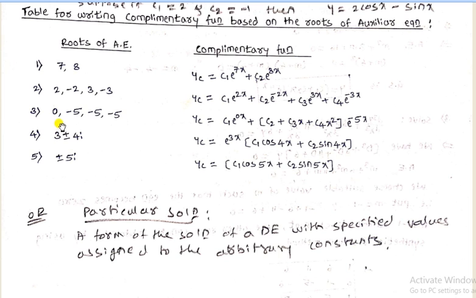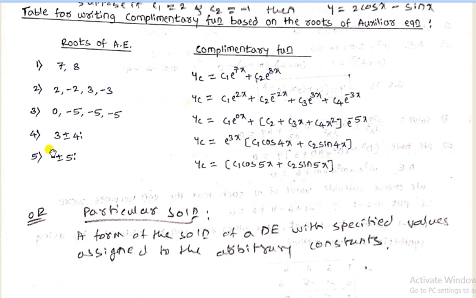Third, the roots are 0, minus 5, minus 5, minus 5. Here there are two different roots, 0 and minus 5. So its complementary function is c1 e to the power 0x plus, since the remaining three roots are the same, c2 plus c3x plus c4x square, times e to the power minus 5x.